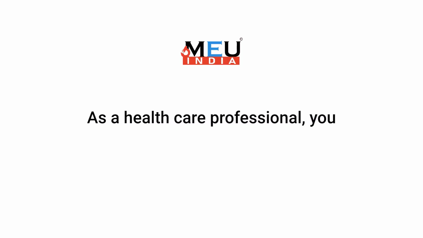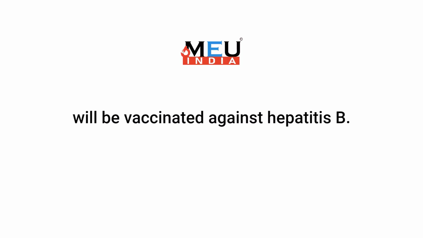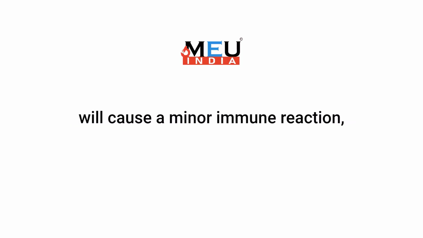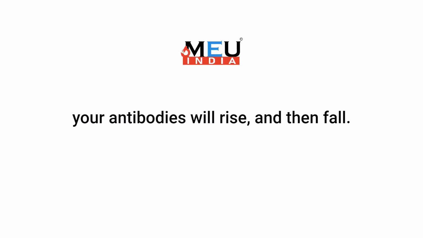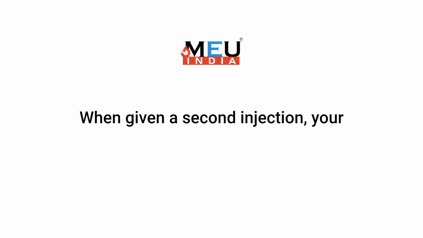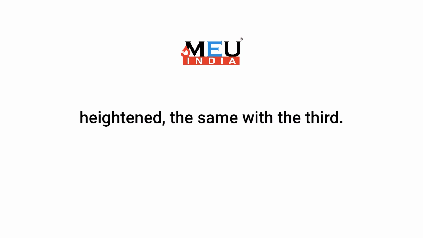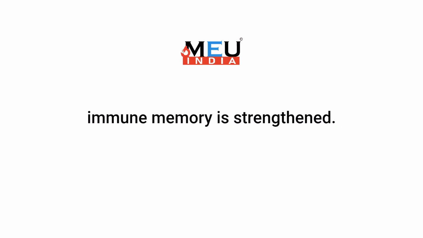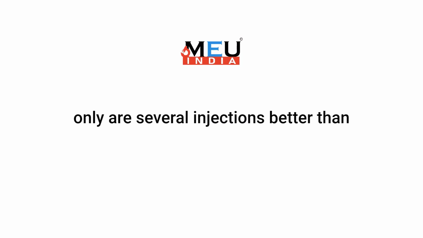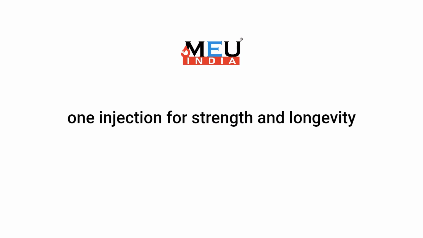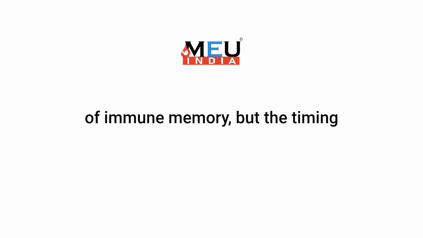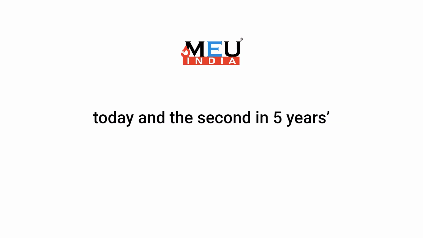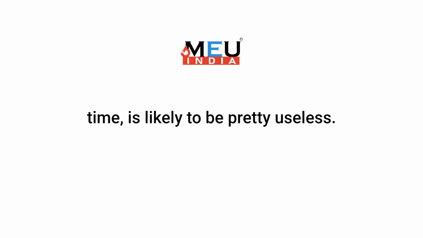The vaccination model of memory. As a healthcare professional, you will be vaccinated against hepatitis B. You will be given the first injection, and this will cause a minor immune reaction. Your antibodies will rise and then fall. When given a second injection, your immune memory will be heightened, the same with the third. So with each injection, your immune response and immune memory is strengthened. Not only are several injections better than one injection for strength and longevity of immune memory, but the timing also seems important. One injection today and the second in 5 years' time is likely to be pretty useless.